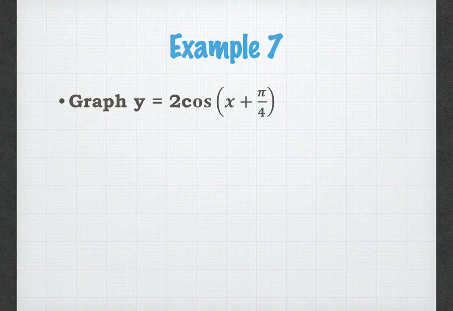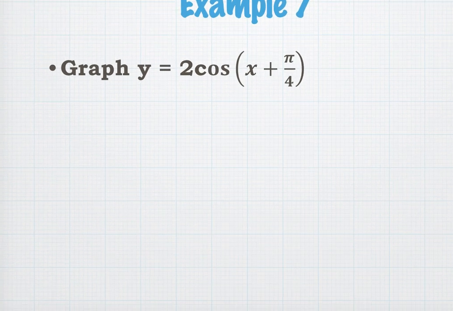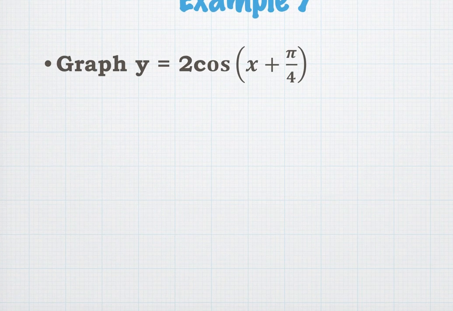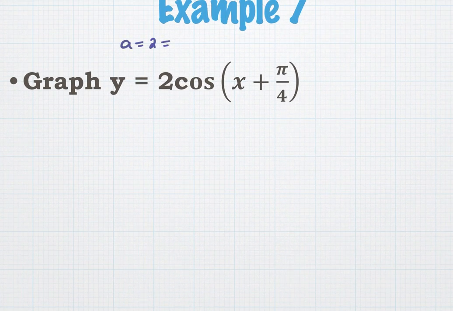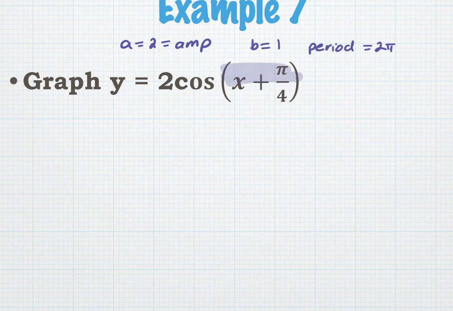All right, we're going to do it again. This time it's cosine. My a is what? 2, which means my amplitude is also 2. Absolute value keeps it the same. The b is what? 1, which means the period is 2 pi again. And because there's something added inside the parentheses, I have a phase shift. If I set that equal to 0, this time my phase shift is a negative pi over 4.